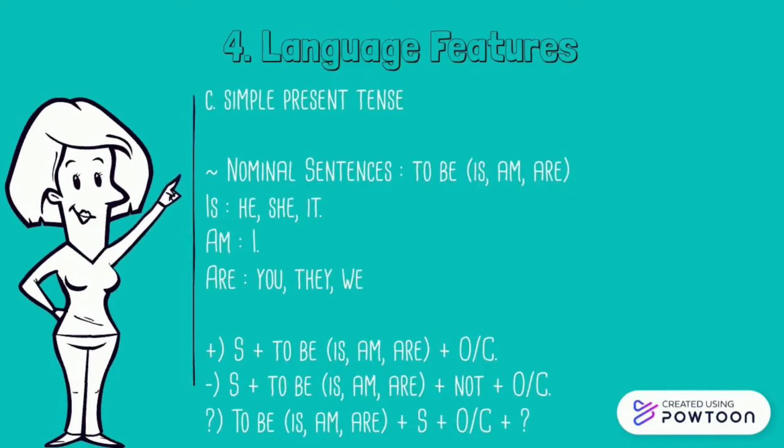And how about the interrogative forms of nominal sentences when using simple present tense? So you must put the to be first, then you put the subject after that, and then the last one, you put the object or complement. And for the last step is, don't forget to put the question mark at the end of the sentence.